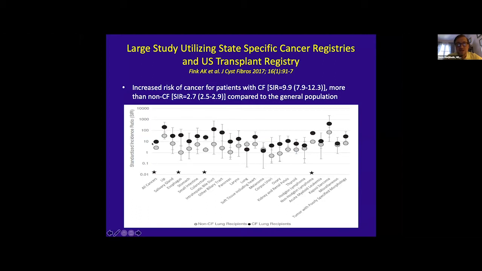And what they found was an increase in the incidence of cancers, 9.9 times the general population, while the non-CF were 2.7 times. And then if you look at specific ones, esophagus, colorectal, and lymphoma came up. Those are some of the cancers that came up. This doesn't look very big in this scale, and that's because this is a log scale. So if you go here, that's 10 times. That's why you don't see a big spread or increase, but it's a big increase going from 1 to 10.